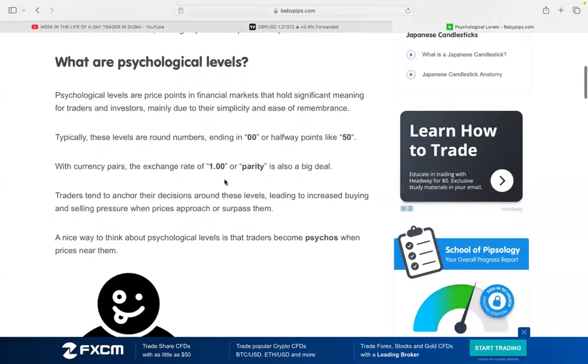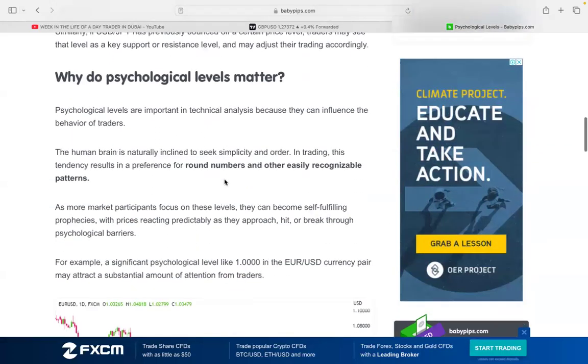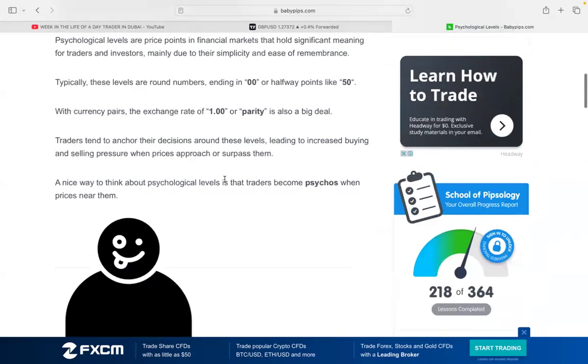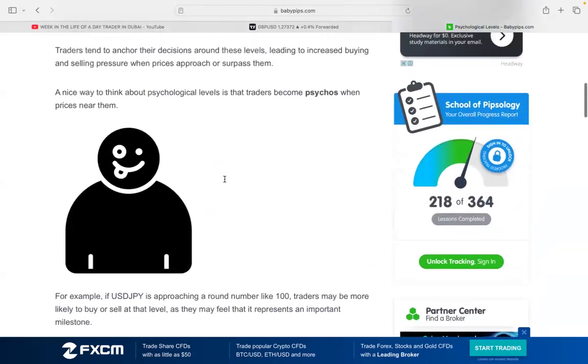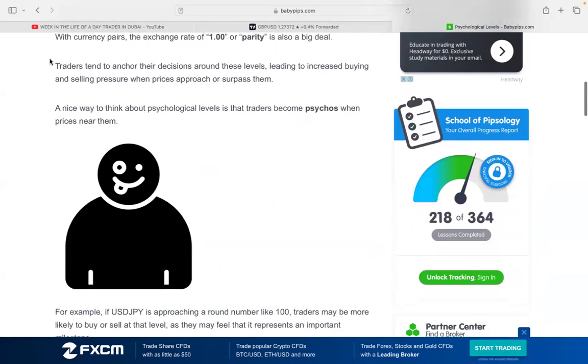Typically, these levels are round-up numbers, right? Now, how do you get these round-up numbers on your charts? That's what I'm going to be teaching you guys. Traders tend to anchor their decisions around these levels, leading to increased buying and selling pressure when price approaches and surpasses them.